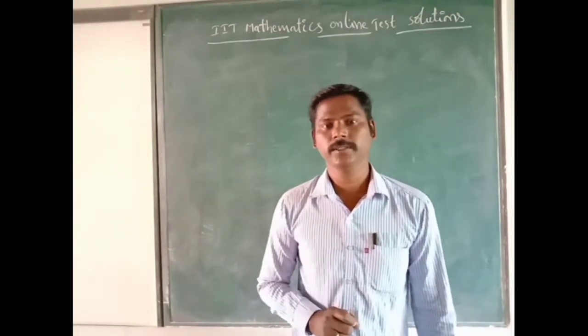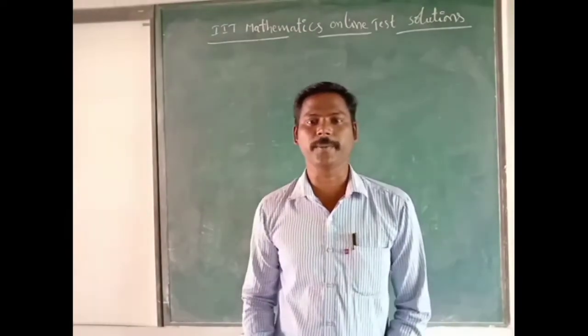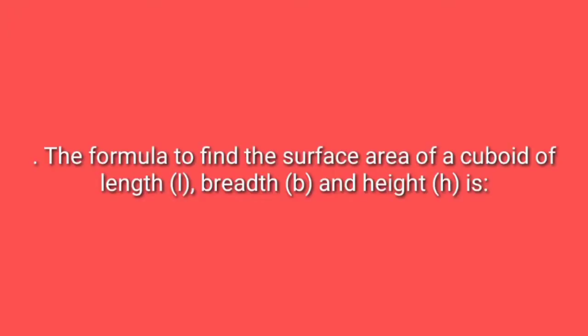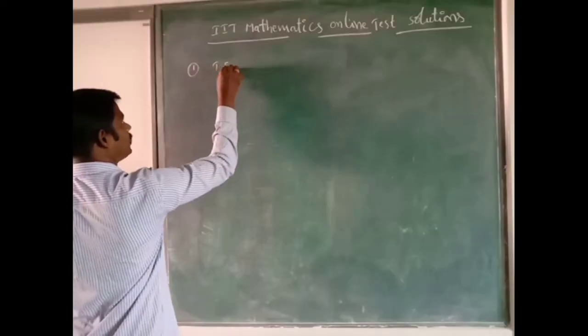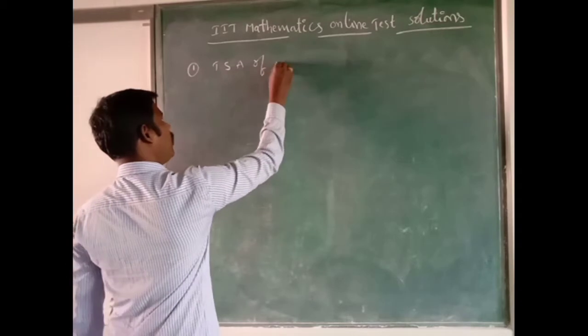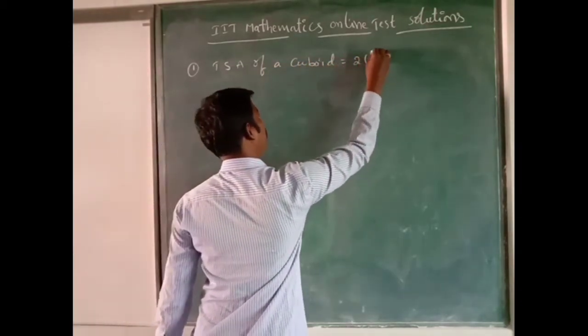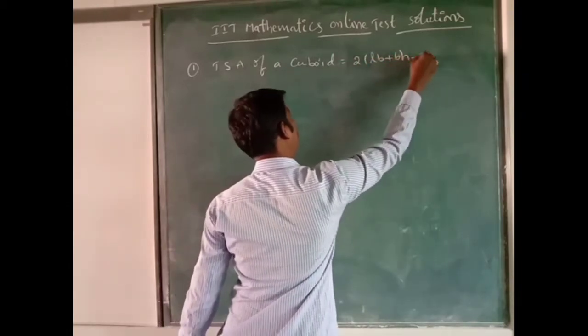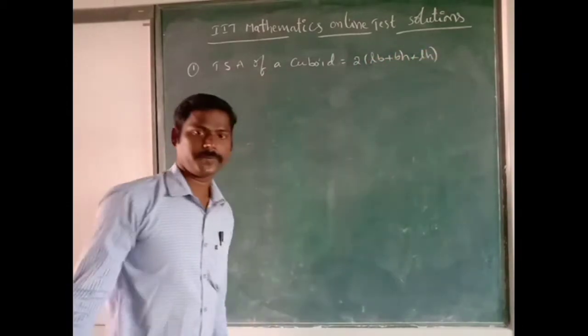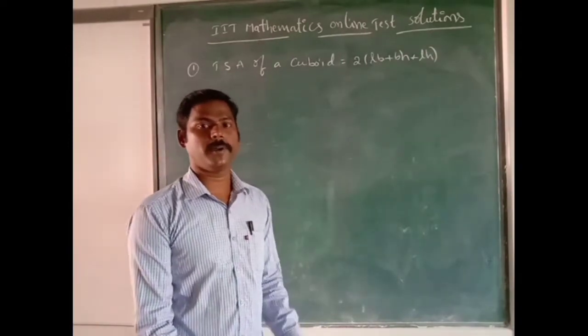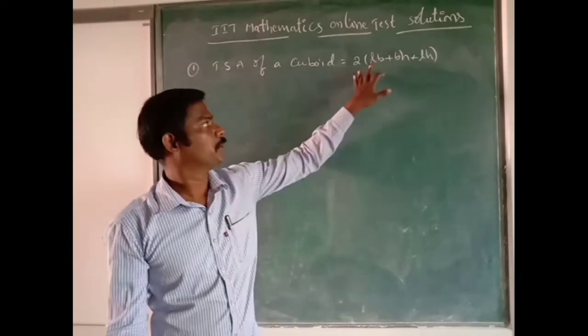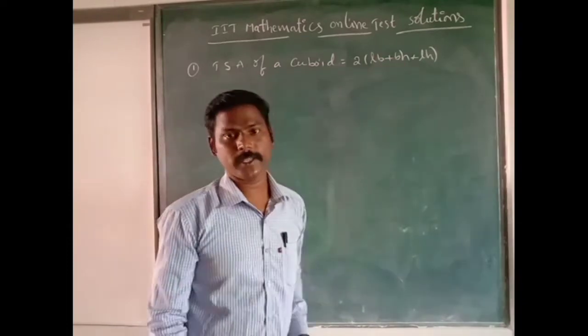Okay, children. So, if you observe that question paper, what is the first problem given to you? The formula to find the surface area of a cuboid. First problem. Total surface area of a cuboid is what, children? 2 into (LB plus BH plus LH). This is the first problem answer. 2 into (LB plus BH plus LH).